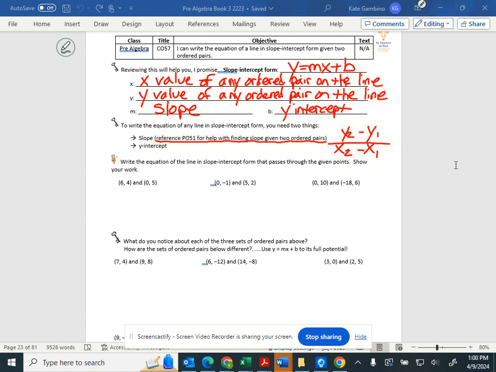So if I have 6, 4 and 0, 5 as my two ordered pairs, what's my equation gonna look like? Is it 5 minus 4 and 0 minus 6? 5 minus 4 over 0 minus 6. What does that give me for my slope? 1 over negative 6.